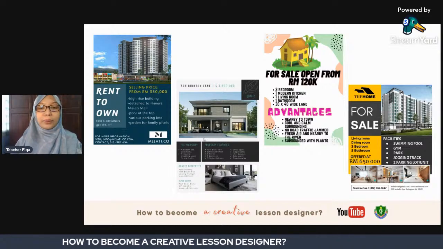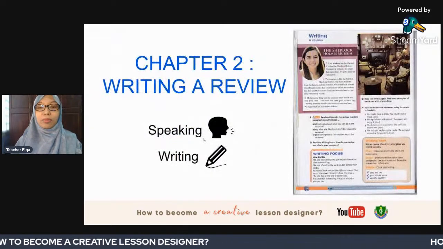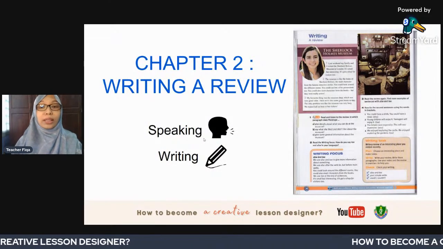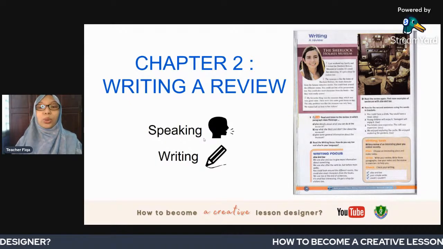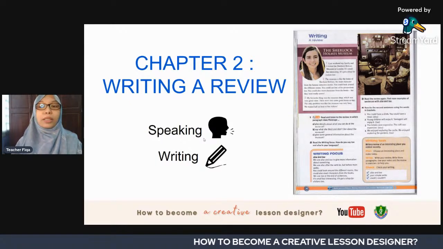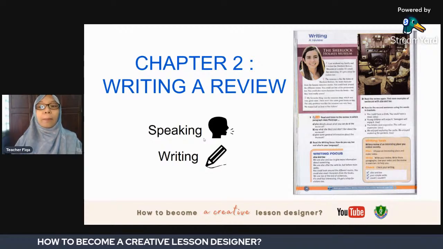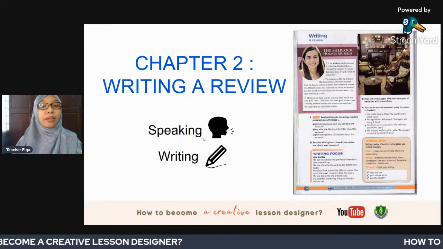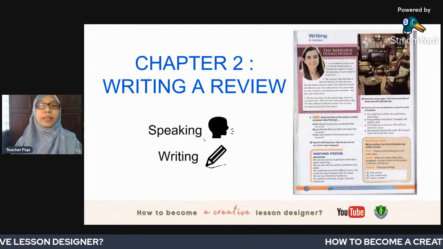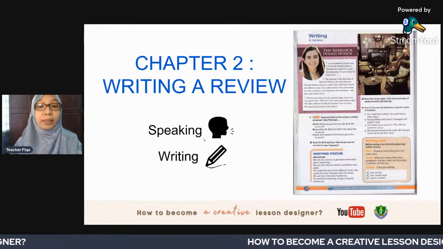Okay, all right, next we move on to the Form 2 textbooks, since I teach Form 1. So this is one example of project-based learning that I did with my Form 1 students, where they are required to write a review of an interesting place they visited recently. So this is taken from the textbook.